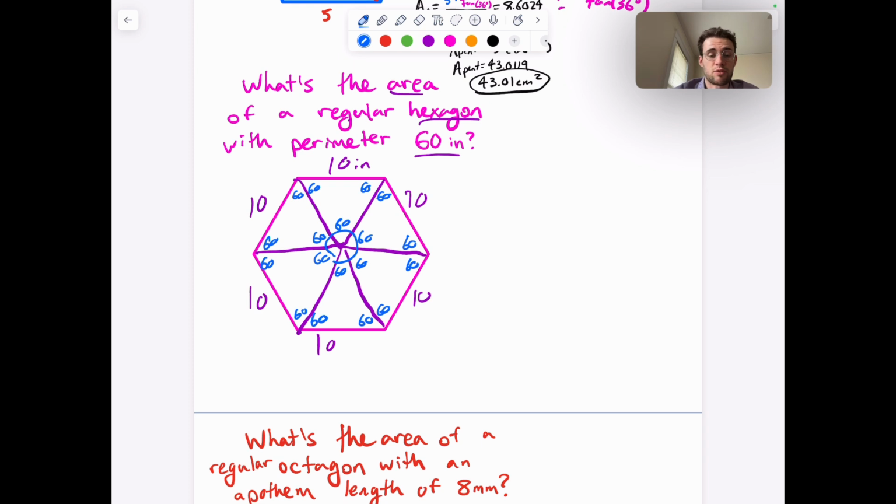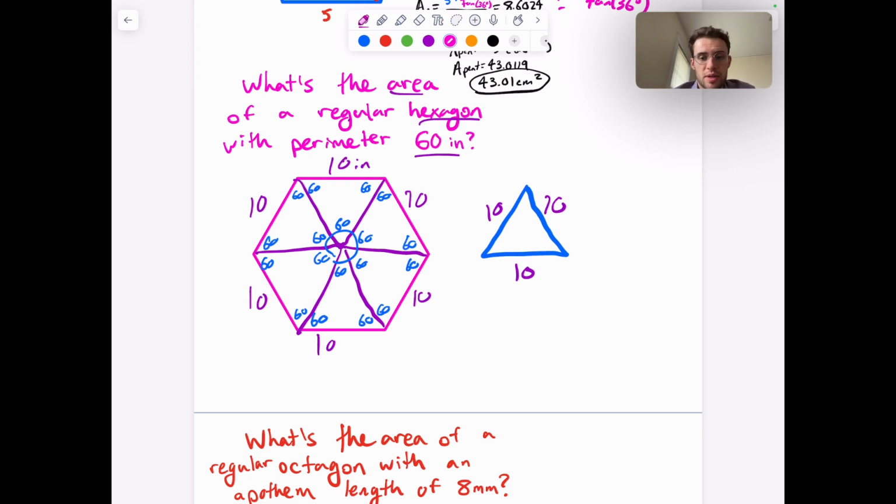So what that means is for a regular hexagon, you're actually not just made up of 6 triangles, you're made up of 6 equilateral triangles. So all of the sides and all of the angles are the same. Meaning that if these sides of the hexagon are 10, then these hypotenuses of the right triangles that we're going to draw are also going to be 10.